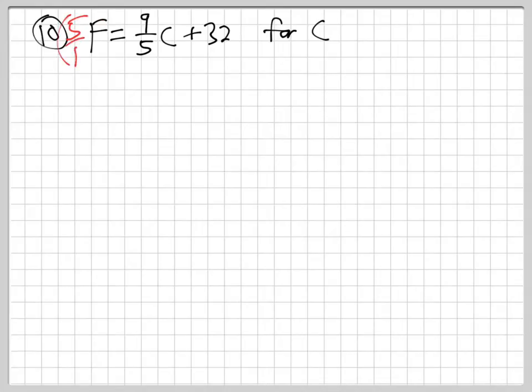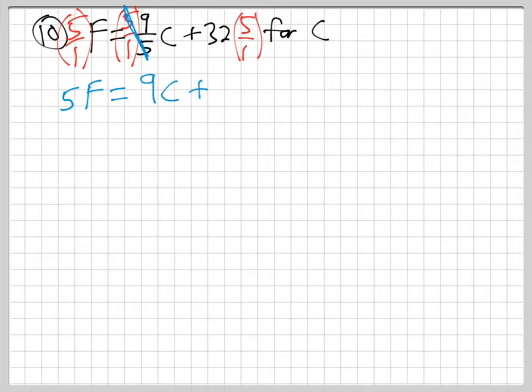So 5 over 1 to the left, 5 over 1 to the middle, 5 over 1 to the right. All right, so we cross cancel. So we get 5F. And here the 5's cancel. 9C. And here 5 times 32, 160. No more fractions. See how the fractions canceled in the middle? And the 5 multiplied in the other two places? We good there?